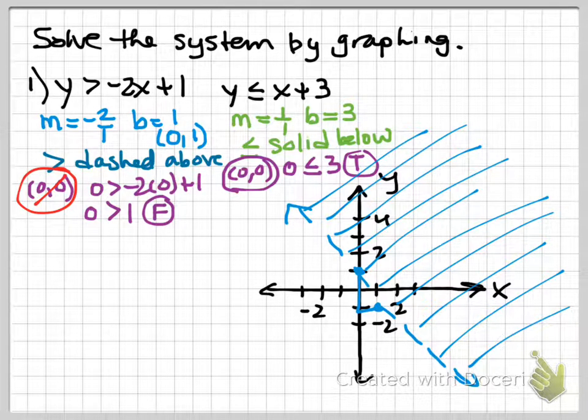Okay. Now I do my green. I go to where the y-intercept is 3. I rise up 1 and to the right 1. It's a solid line.